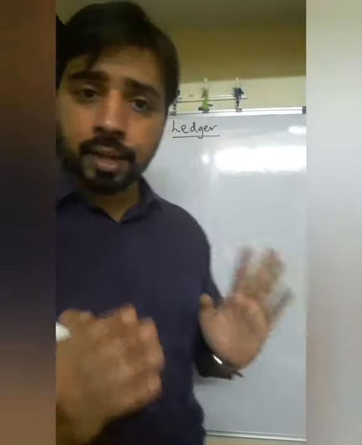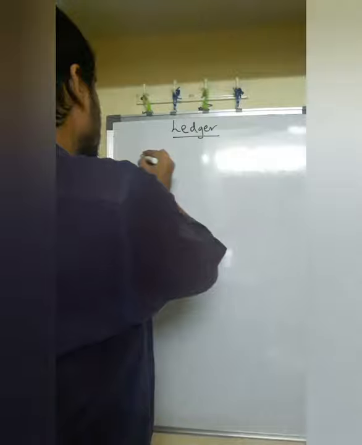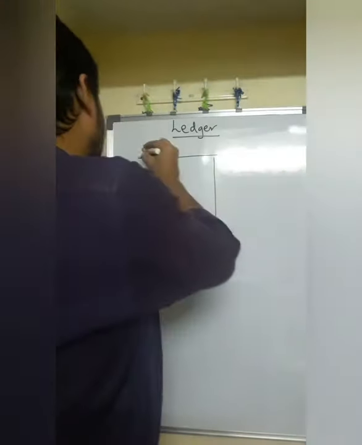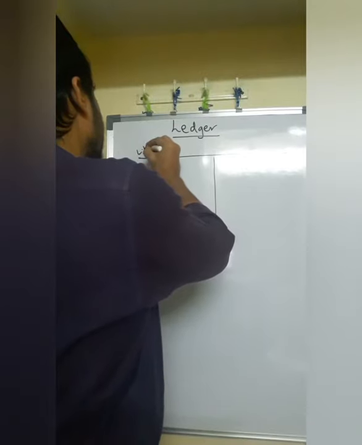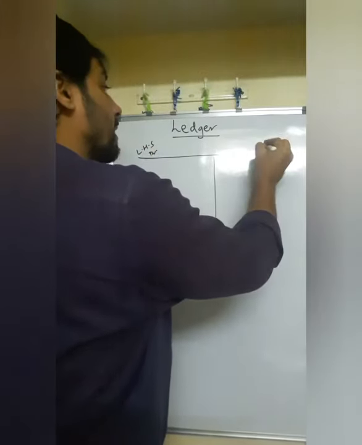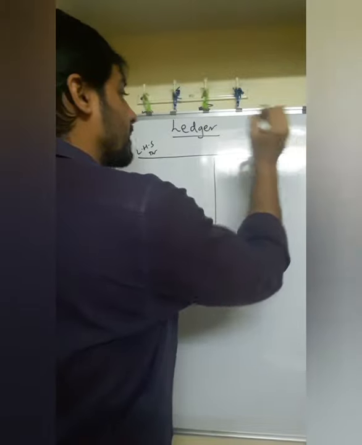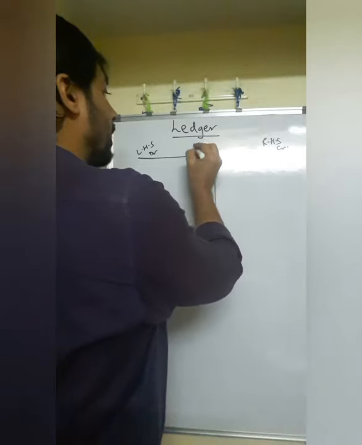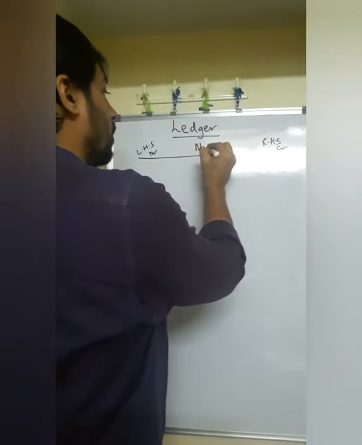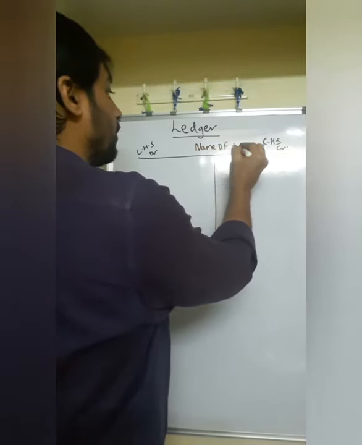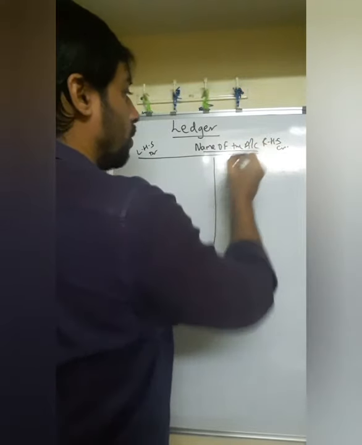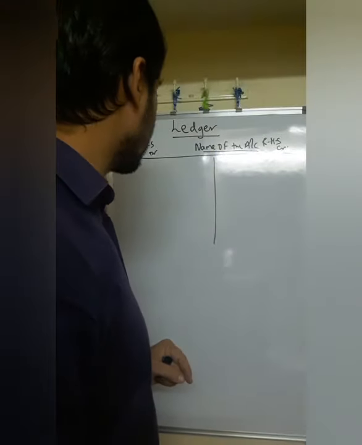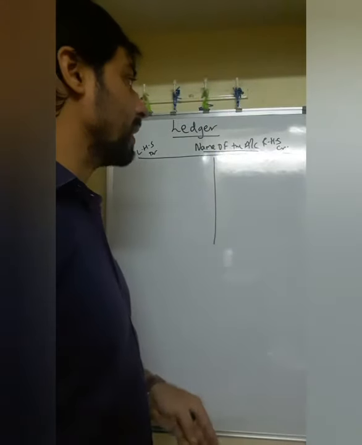Ledger is done in a particular format, students. This is what we call the T format. Here, the left hand side is called the debit side, and the right hand side is what we call the credit side. There are two sides, left hand side and right hand side. In the center, you write the name of the account. Abbreviation of account is AC. AC indicates it's an account. So the name of the account is written in the center. Left hand side is debit side, right hand side is credit side.